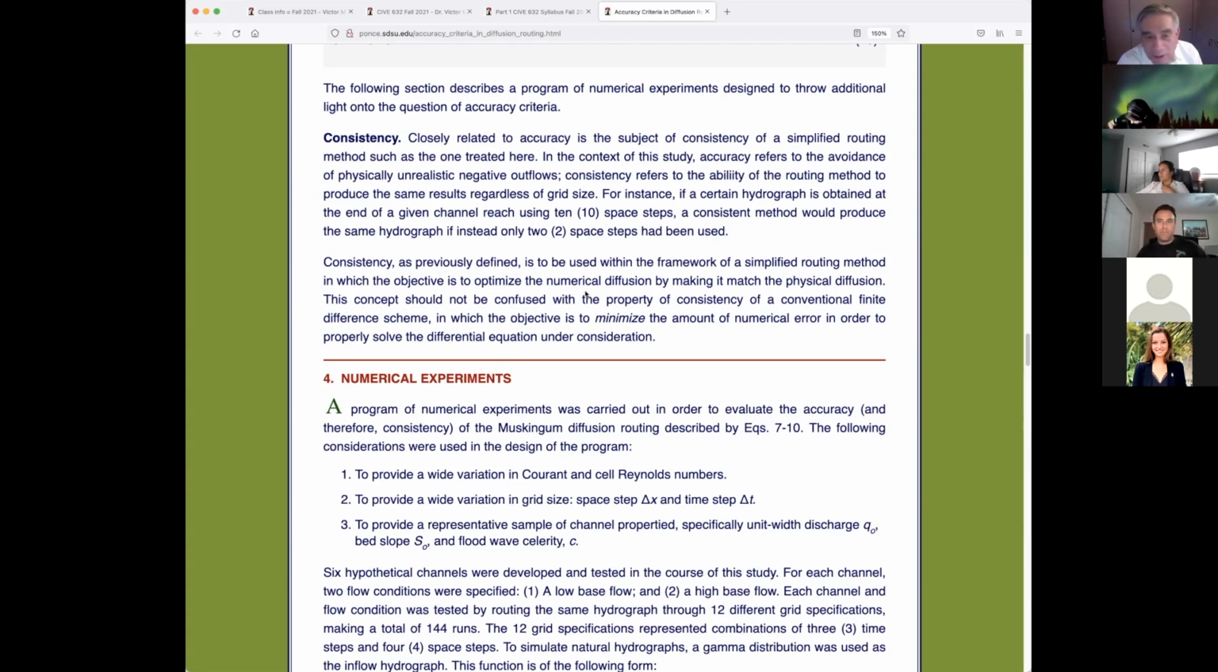Okay, what is the consistency problem? For instance, if a certain hydrograph is obtained at the end of a given channel using 10 space steps, a consistent method will produce the same hydrograph if instead only 2 space steps have been used. In other words, consistency gives you the right answer regardless of the discretization, regardless of the resolution of the grid. And that is done only with Cunge's method, because Cunge's is accounting for the diffusion, numerical and physical diffusion, while the kinematic wave does not account for physical diffusion. There is no physical diffusion involved in the kinematic wave numerical method.